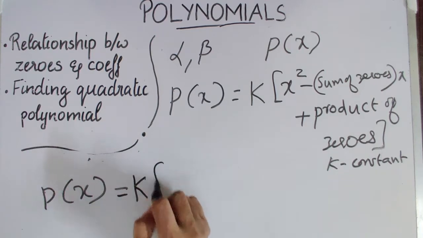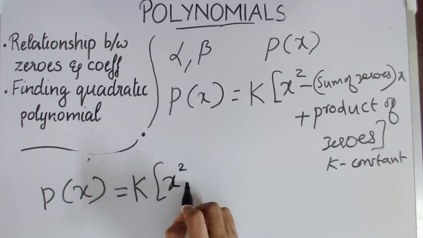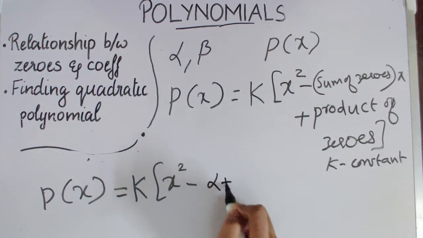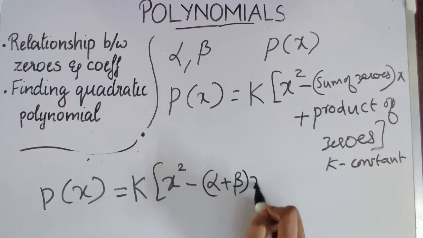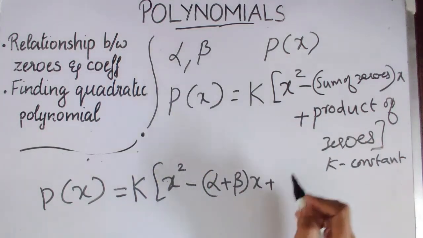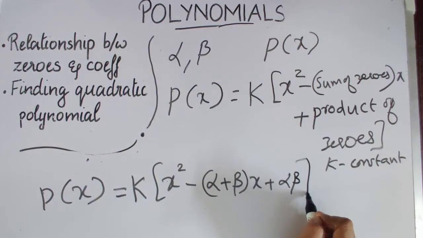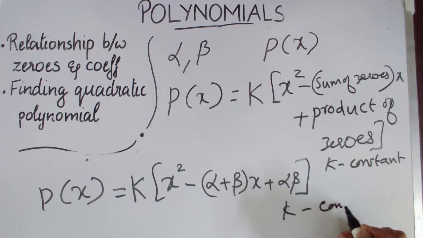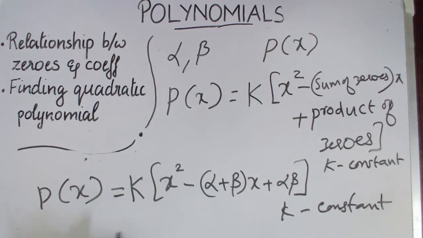That is equal to k into x square minus, the zeros are alpha and beta, therefore sum of zeros equal to alpha plus beta, into x plus product of zeros, alpha into beta, where k is a constant. We can use this relation for finding p(x).